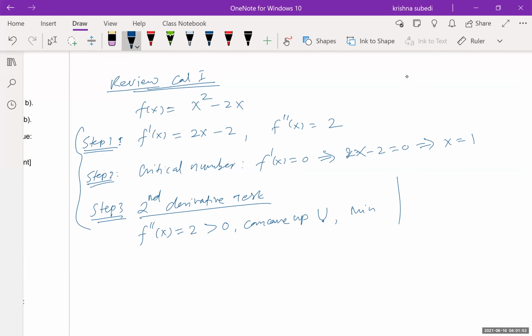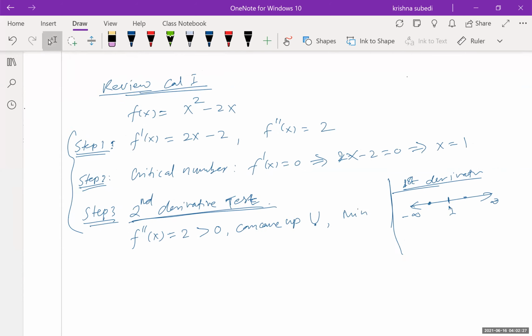There is another method besides the second derivative test. You can use the first derivative test as well if you like, which means you need to draw the number line, put the critical number here, and then test this point and any random point in that interval, but that is a little time consuming. So we use the second derivative test if possible. Sometimes the second derivative test actually fails. In that case, you use the first derivative.